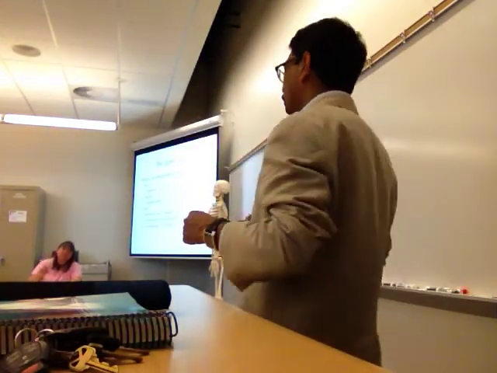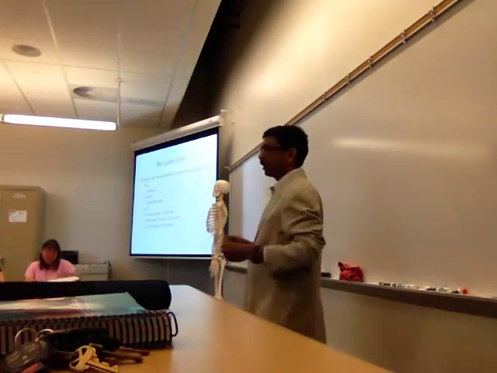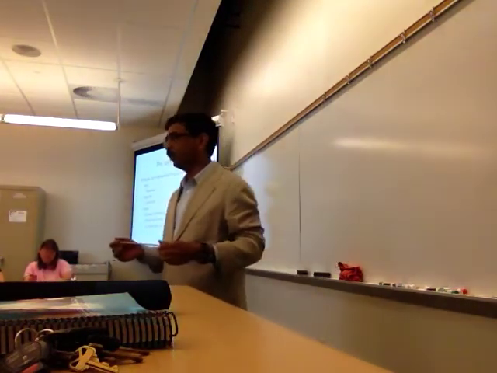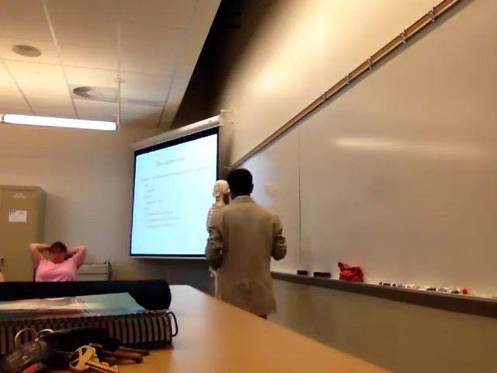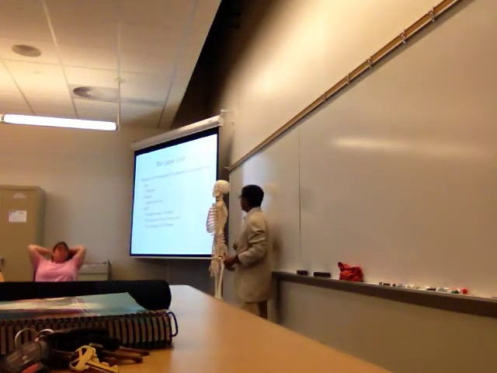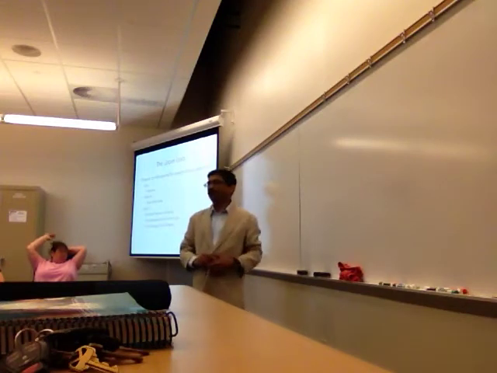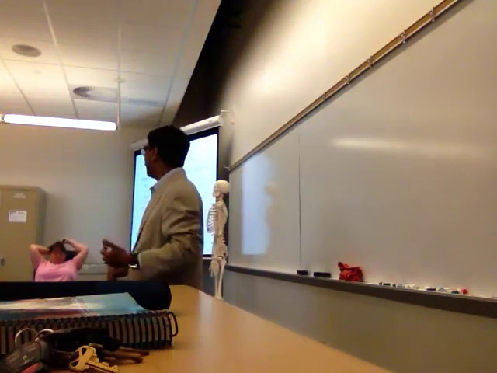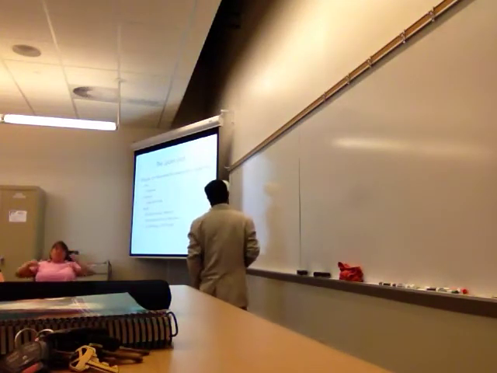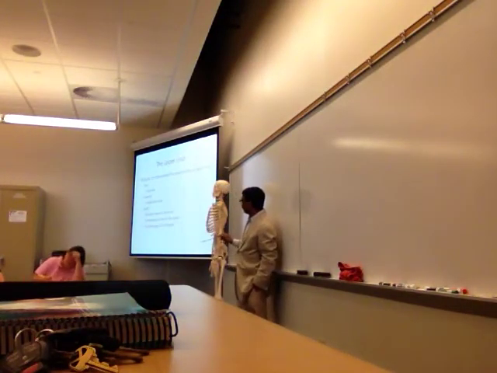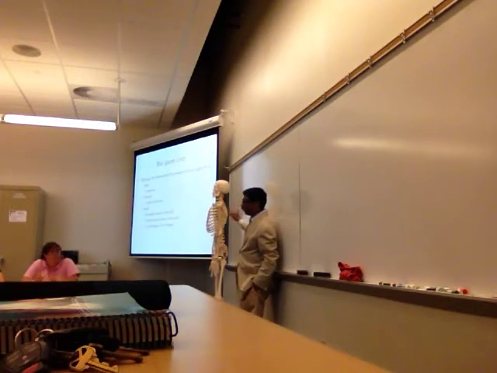Okay, so we are done with the pectoral girdle bones. Then we'll talk about the upper limb bones. In each upper limb, you have 30 bones. In the arm, you have only one bone, that is the humerus.